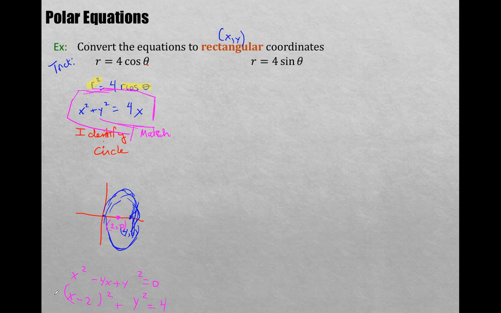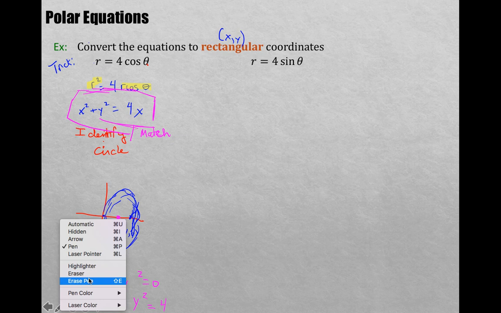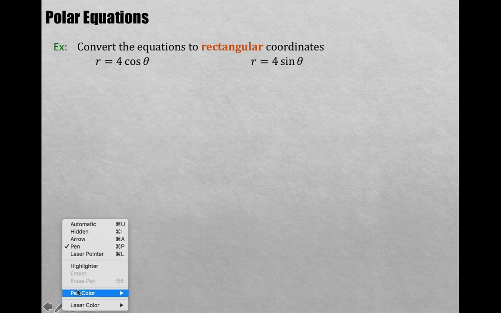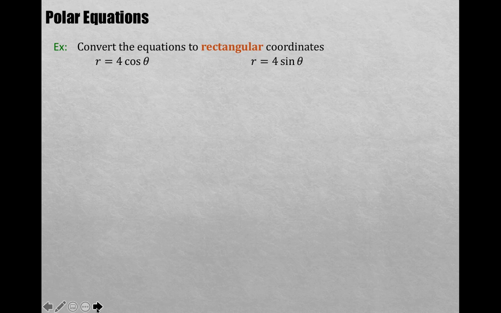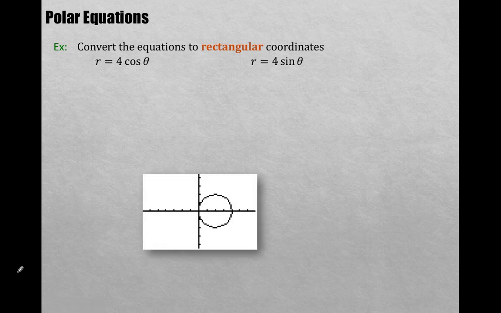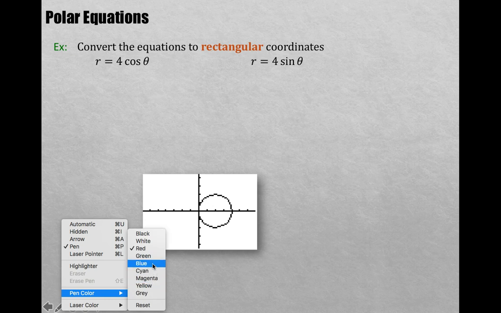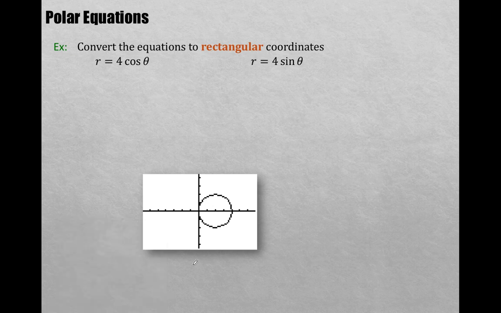Now, I want you to notice something else that's kind of cool. I'm going to do a little bit better job of drawing this. I captured this from my calculator. So if you want to go ahead and put 4 cosine theta into your calculator, I want you to train your brain to think about graphing in polars, right? When theta is 0, I'm at the point 4 comma 0. Hit trace now and trace around.